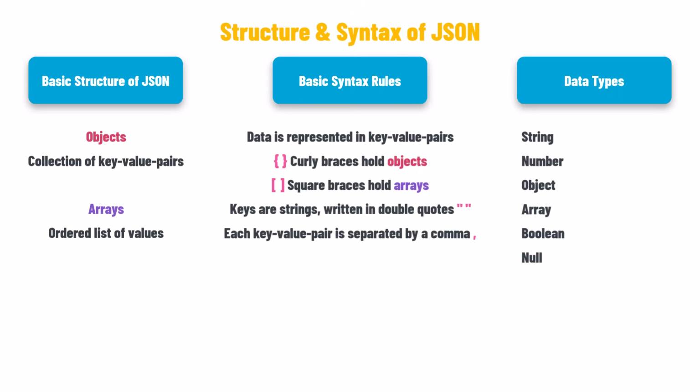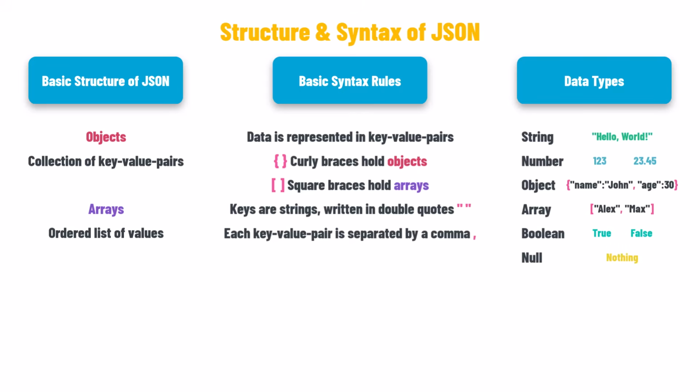Let's check the different data types, how to use them in JSON. String. Enclosed between double quotes. For example, "hello world". Number. Can be integer or floating point. For example, 123 or 23.45. Object. Collection of key-value pairs enclosed in curly braces. For example, the following object. Array. Ordered list of values enclosed in square braces. For example, this array of strings. Boolean. Represents true or false. Null. Represents an empty value or nothing.